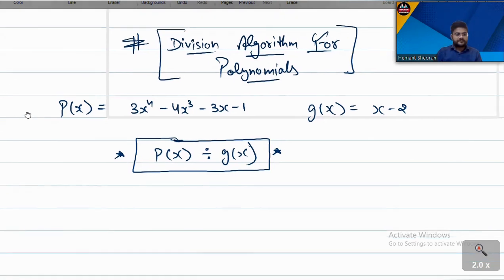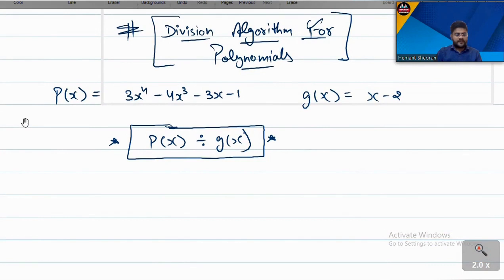Wait, sir, what are we doing? So 3x to the power 4 minus 4x cubed minus 3x minus 1 over x minus 2. Yeah, you can say that way as well. But, okay. Ahana, am I audible to you? Yes, sir, now you are.